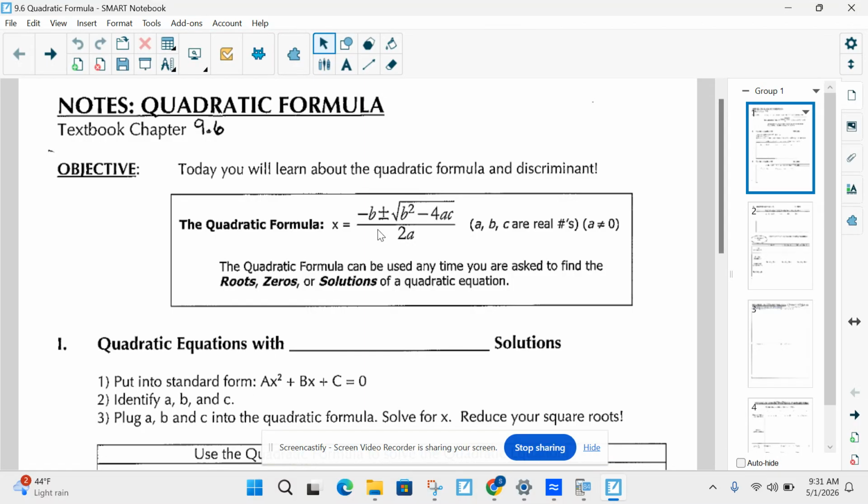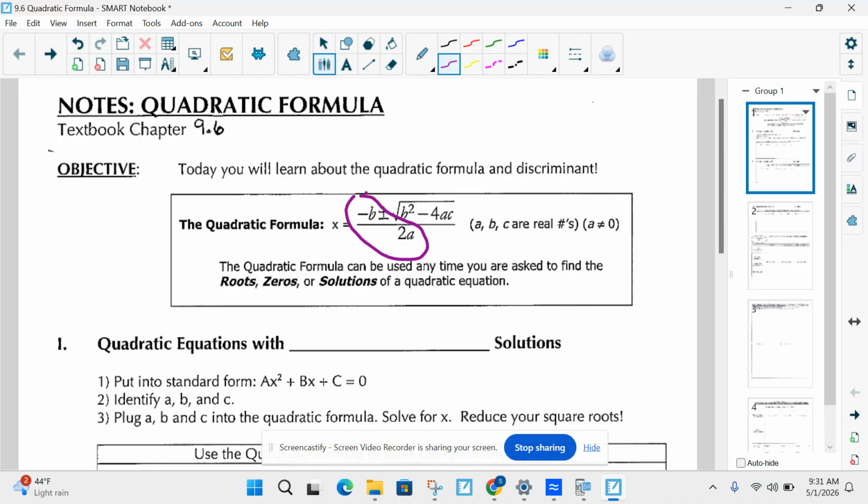And what else? Negative b plus or minus blah blah blah over 2a. Negative b over the 2a, right? So this part gives you the vertex, the x-coordinate of your vertex, or your axis of symmetry. So they remember that because they've used that to find the vertex and the axis of symmetry. When we use this formula, we'll also be looking at that part to help us find the vertex.